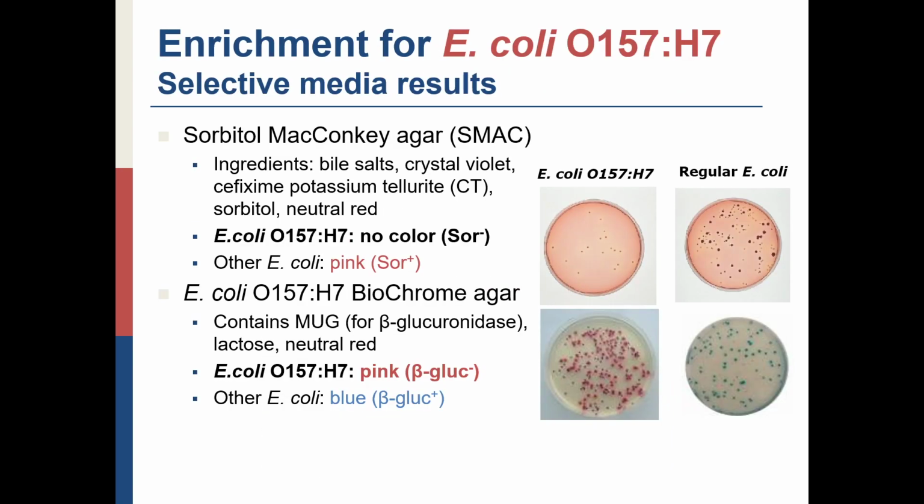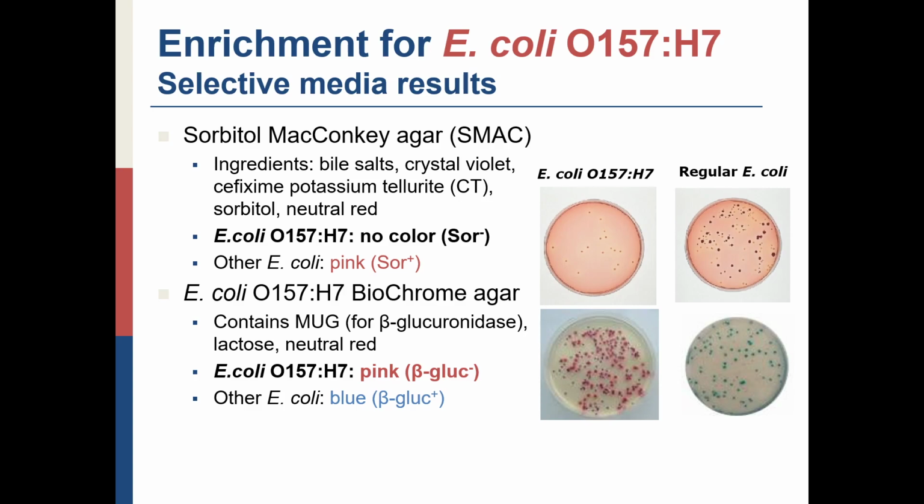So for E. coli 157:H7, we'd be growing them on 2 different things. We have our sorbitol MacConkey agar, SMAC, and our E. coli 157:H7 biochrome agar. They're going to be looking a little bit different. With the sorbitol MacConkey, the E. coli 157:H7 will have no color, whereas the normal E. coli will be pink because of the sorbitol difference.